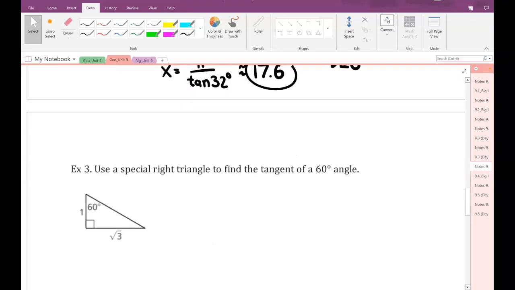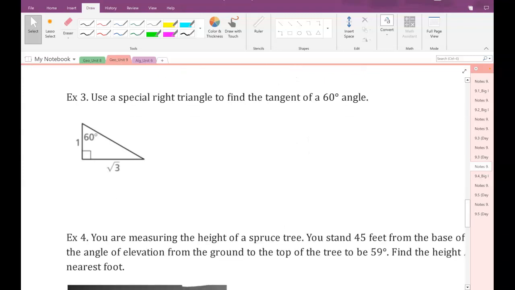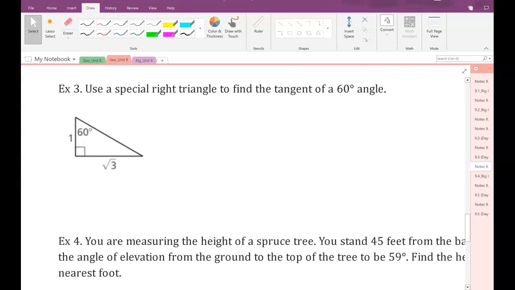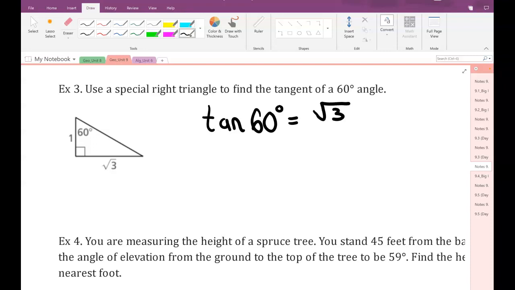All right. Next piece, we're going to do the same deal, but now we have a special right triangle because we have a 30, 60, 90 degree triangle. So the tangent of a 60 degree angle is going to be equal to our opposite side over our adjacent side. So this will be the square root of 3 over 1, which, if we divide anything by 1, stays the same. So the tangent of 60 degrees is equal to the square root of 3.